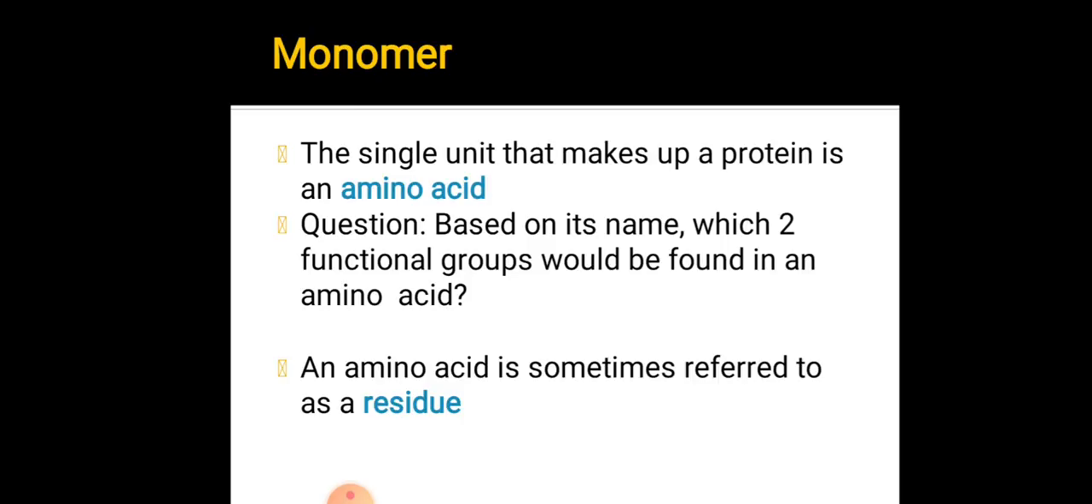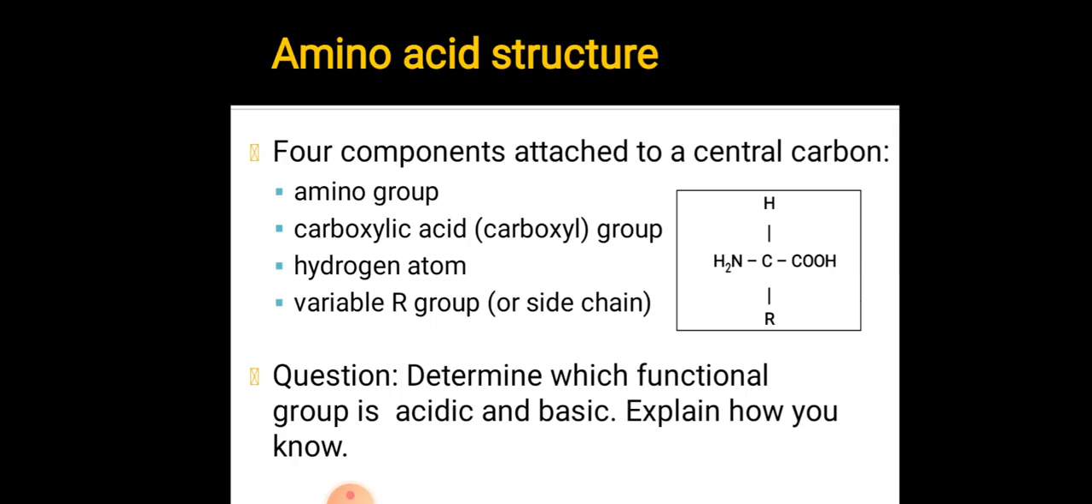Based on its name, which two functional groups would be found in an amino acid? Obviously, the amino group as well as the carboxylic group. An amino acid is sometimes referred to as a residue in general. Amino acid structure: four components are attached to a central carbon, which is known as the chiral carbon.